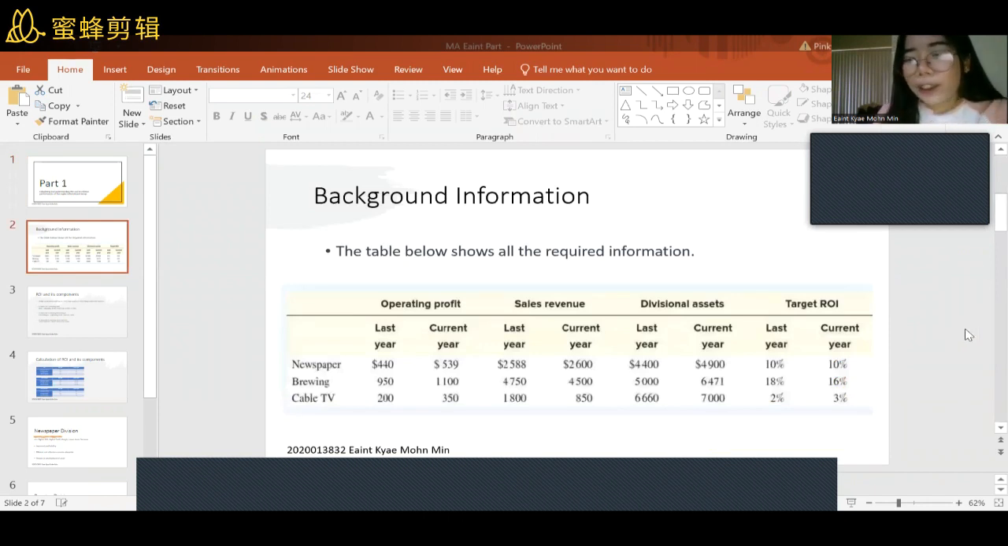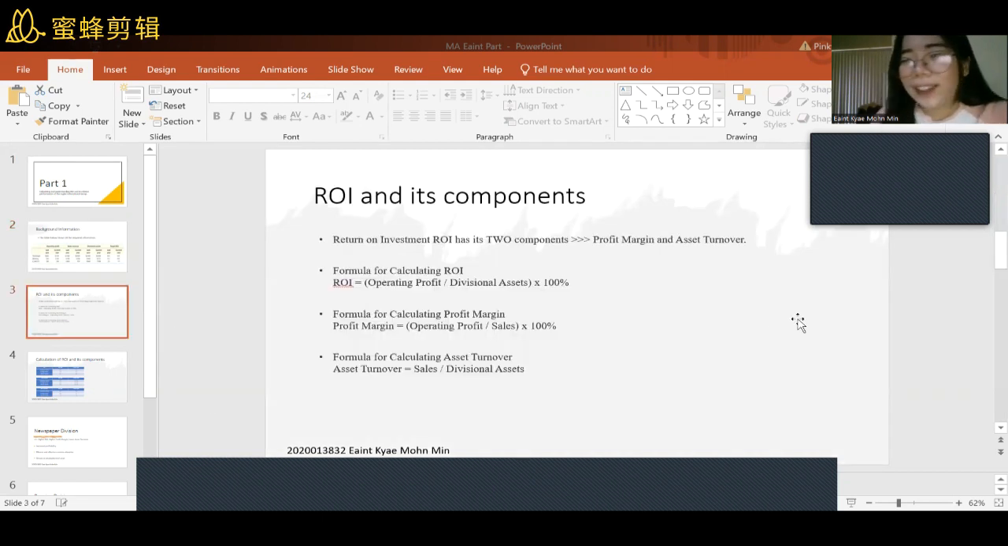So first of all, we got this information as background data. This table has all the required information like operating profit, sales revenue, divisional assets, and the target ROI for both last year and current year of the three divisions. These are the newspaper division, brewing division, and the cable TV division.